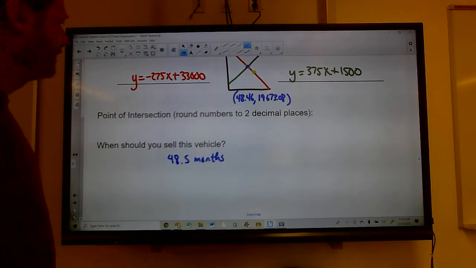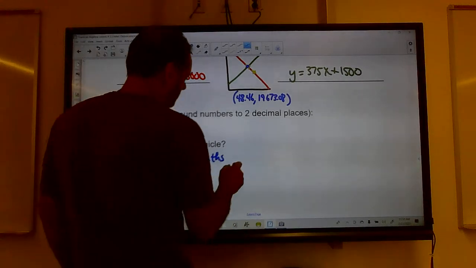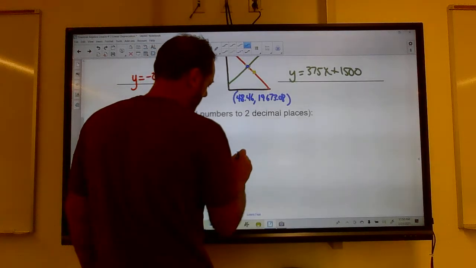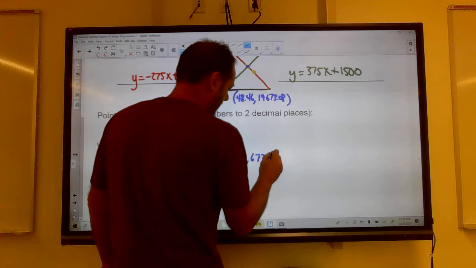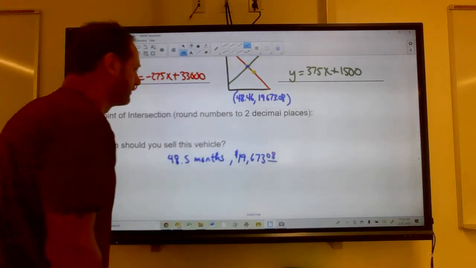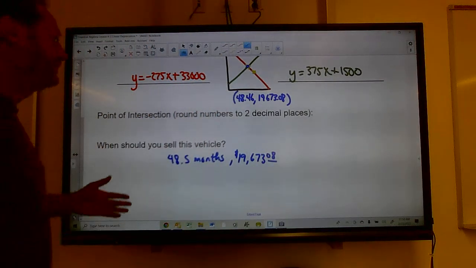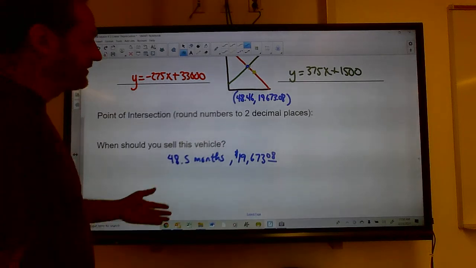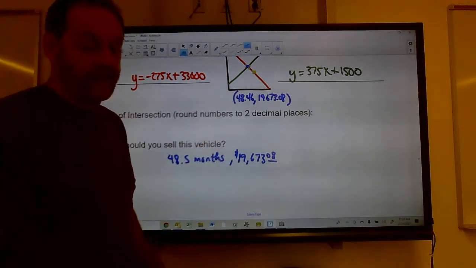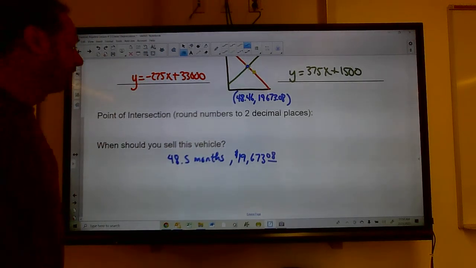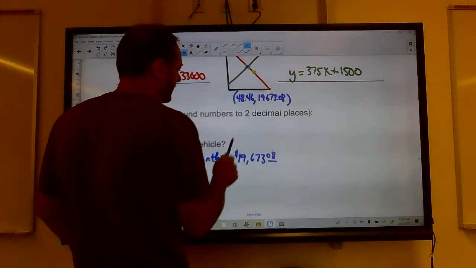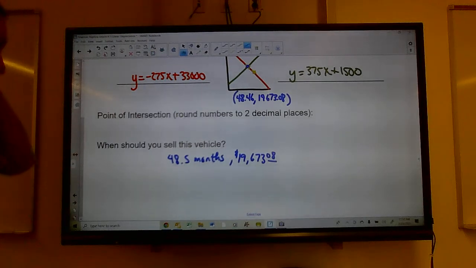Okay? And what do you think it'll be worth? It should be worth 19,673.08 approximately. Now, just because your depreciation schedule says that's what it's worth doesn't mean that's what you're going to get. You might get more, you might get less. Okay? So here's my point of intersection rounded to 2 decimals for both of those.